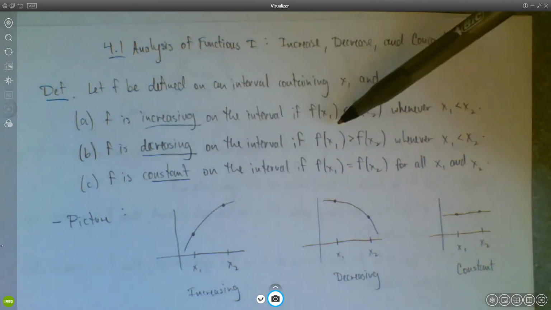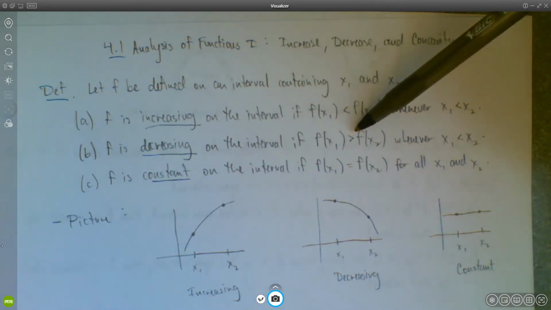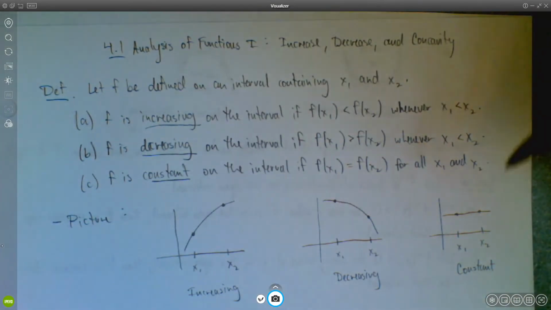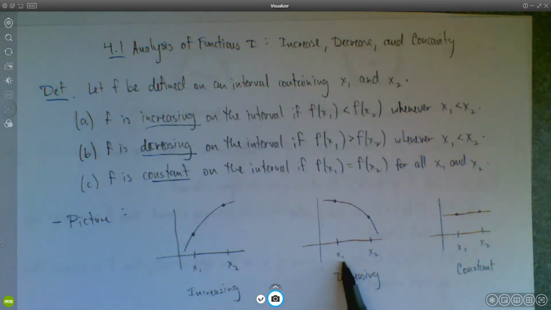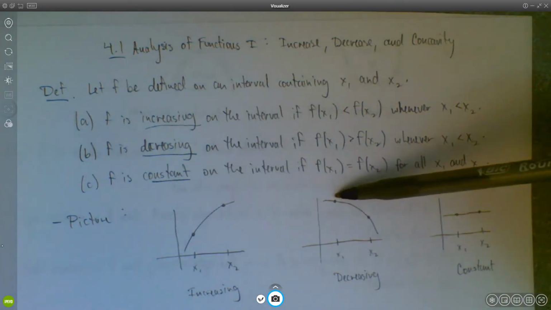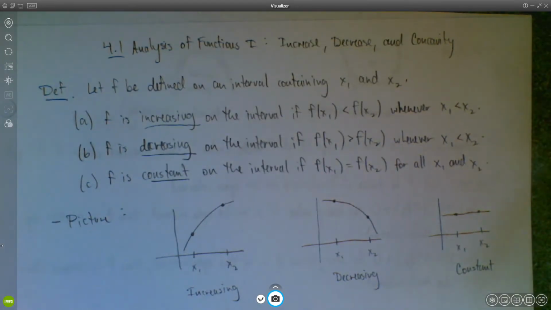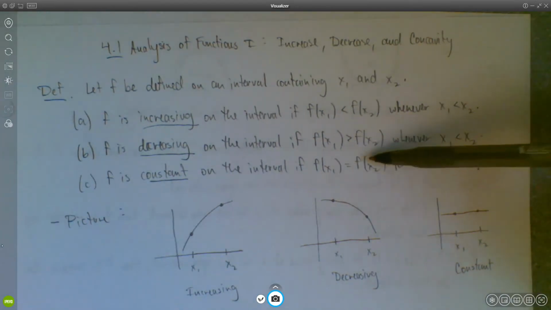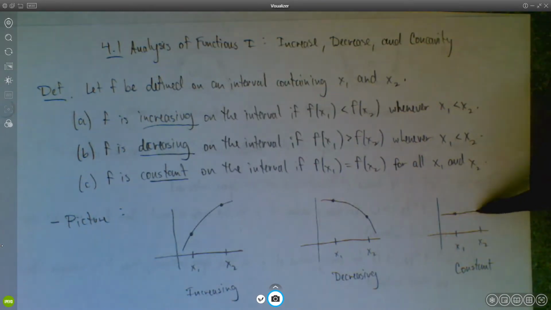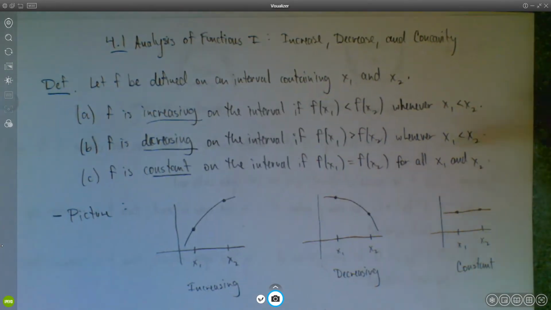f is decreasing on the interval if f of x1 is greater than f of x2 whenever x1 is less than x2. So here we have x1 less than x2, but f of x1 is greater than f of x2, so it's decreasing. You're falling. If you imagine riding a roller coaster, then you're falling down the function. And then finally, f is constant if f of x1 equals f of x2. So if the function values are the same, then the function is constant.